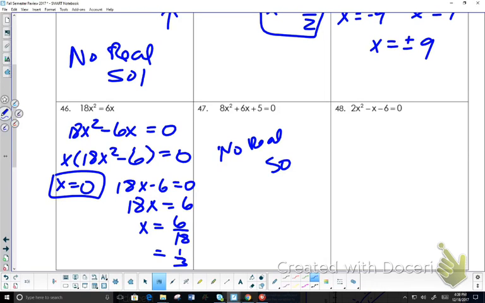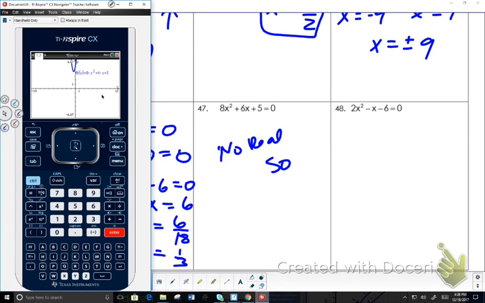Okay? The next one would be 2x squared, so tab. I'm going to go up here and take that one away and just type in the next one, 2x squared minus x minus 6. That's in my graph. It's got two solutions.